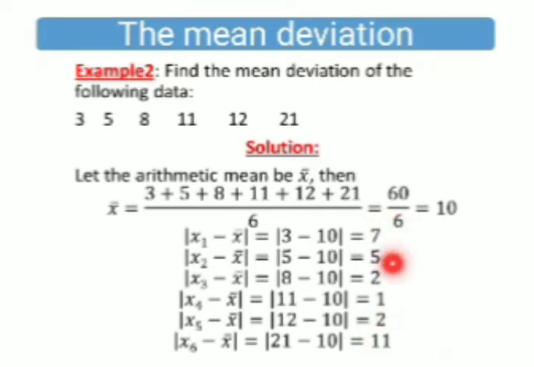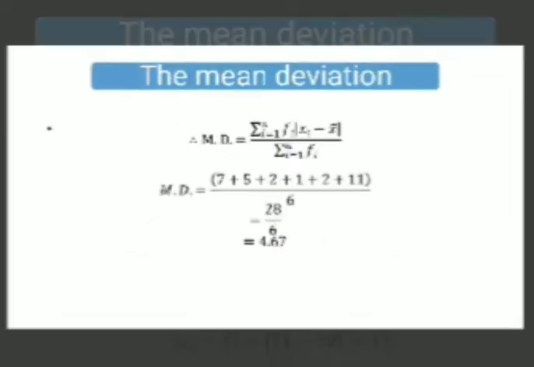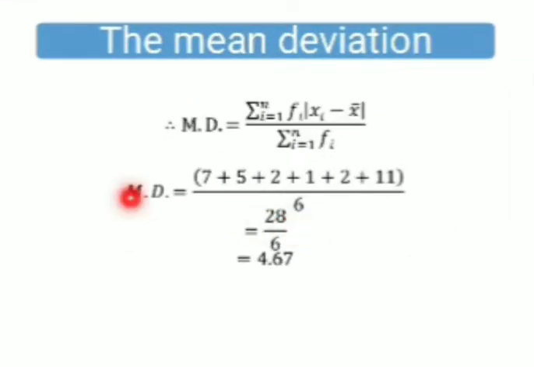So 7 plus 5, that's 12. 12 plus 2, that's 14, plus 1, 15. 15 plus 2, that's 17. Then 17 plus 11, that's 28. So we're now going to say 28 divided by what? By 6. So mean deviation is equal to 28 divided by 6, which is equal to 4.67. So this is the mean deviation.